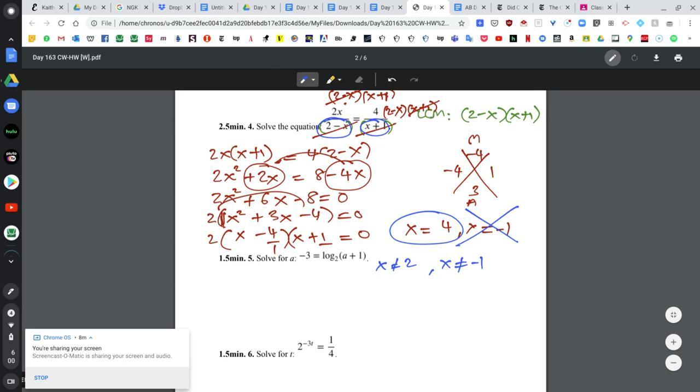Now, it's a good idea to rewrite it with the variable on the left side. So it's log base 2 of (a plus 1) equals negative 3. So this is a log equation. If you're in log form, we'll go to exponential form. The way you do it is you cross out the word log and you push that 2 up. So we're going to exponential form. So you have a plus 1 equals 2 to the power of negative 3.